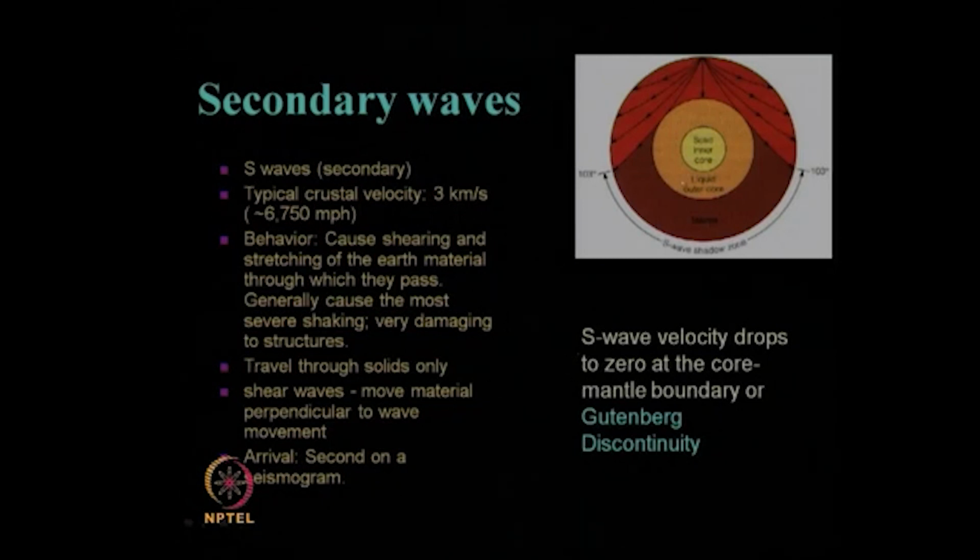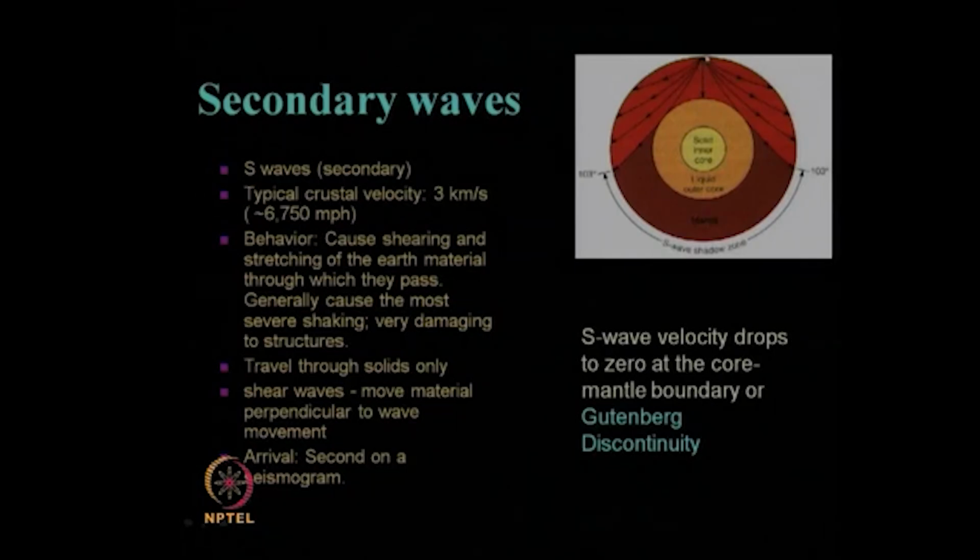Now, if you see this picture, we can say the S wave velocity drops to 0 at the core and mantle boundary, which is known as the Gutenberg discontinuity. So, what is that mantle and core boundary? Because the outer core is in a liquid state.